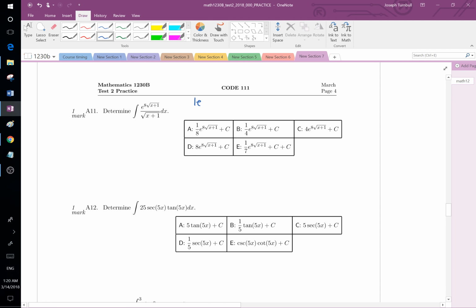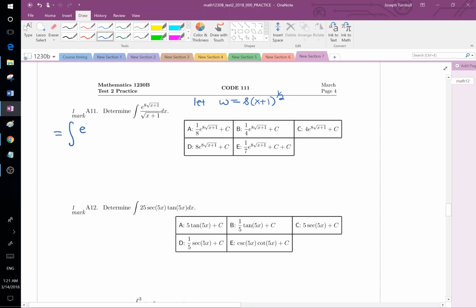I'm going to let w, and I know in some classes you use w, in some classes you use u for your substitution, in some classes you use t for the substitution. It doesn't matter what letters you use. I like to use w for it. I let w equal the power inside the exponential function, 8 times the square root of x plus 1. And I'm going to write it as, instead of a square root, the power 1/2. So when we do that, we can start our substitution off.